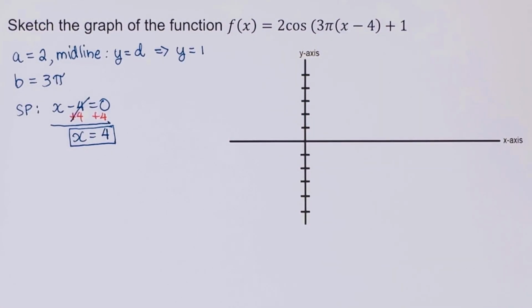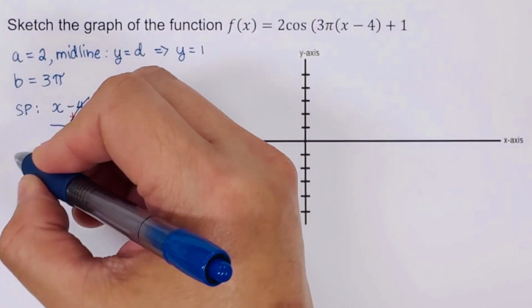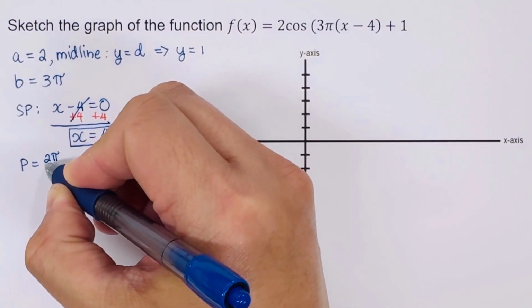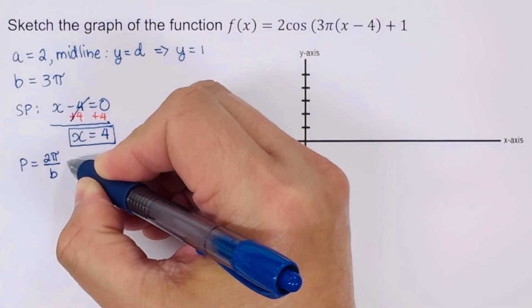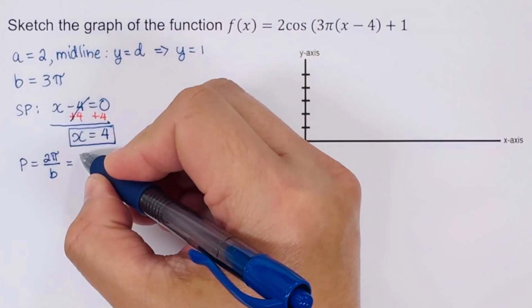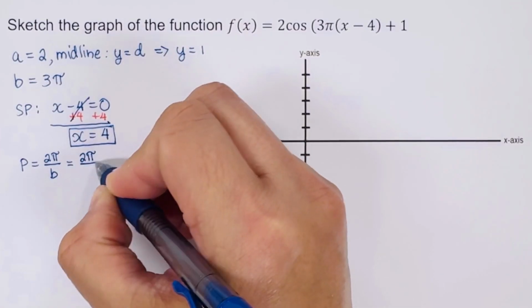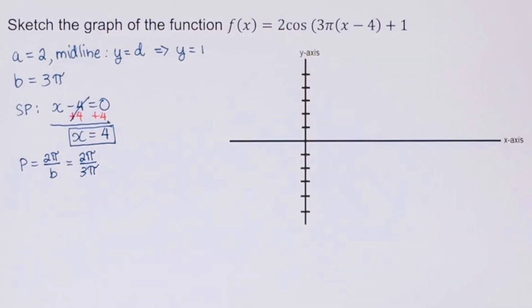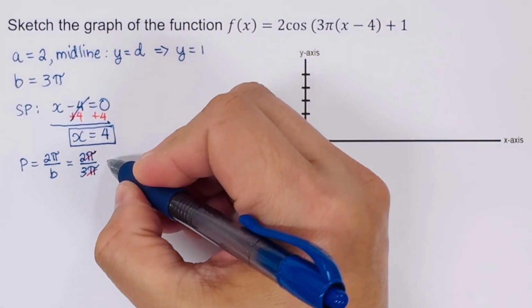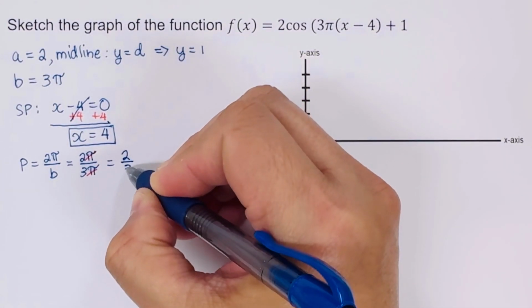The next step that we need to do is to determine the period. The formula for period is 2 pi over b. In our problem right here, our b is 3 pi, so I'm going to go ahead and plug it in. That's 2 pi over 3 pi. We can go ahead and cross out pi and pi. Our period then is 2/3.